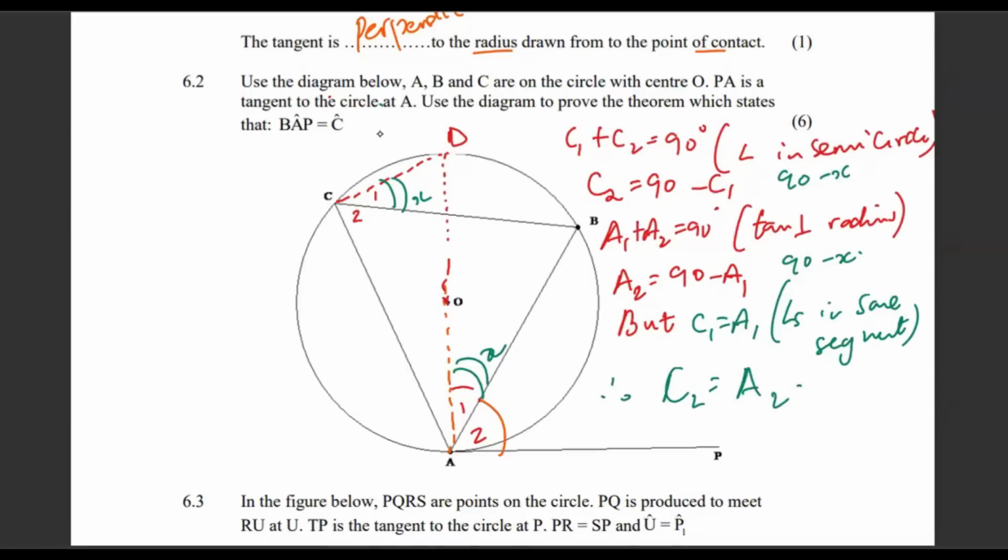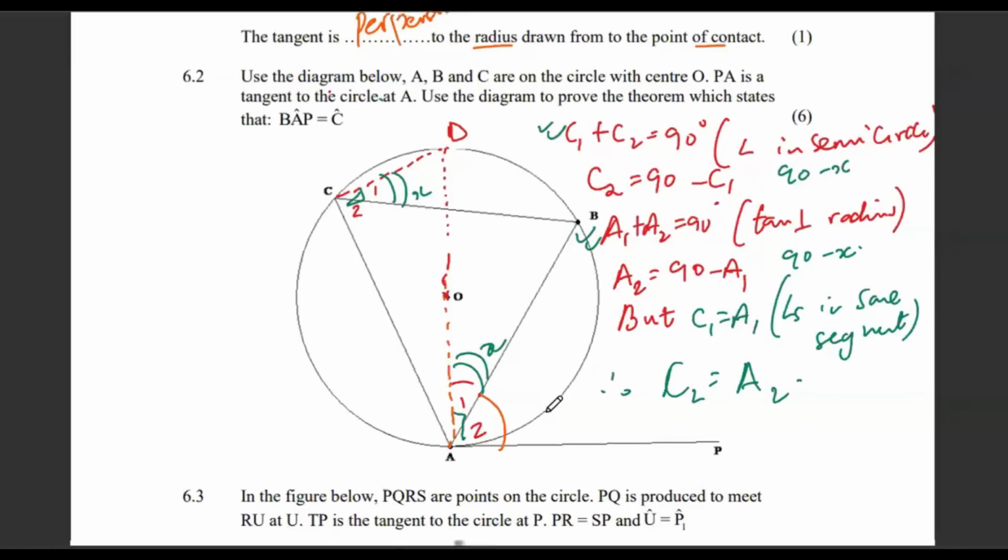So the main aspects: construction. After the construction, tell us that this entire angle is a 90. Tell us that this entire angle is a 90. And then draw out what you want to prove. Okay, so that is 6.2.